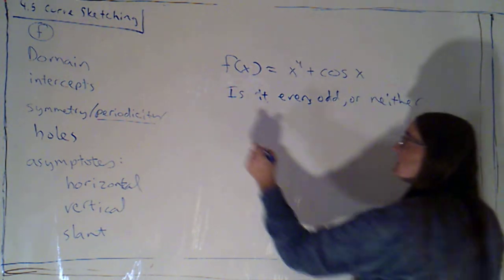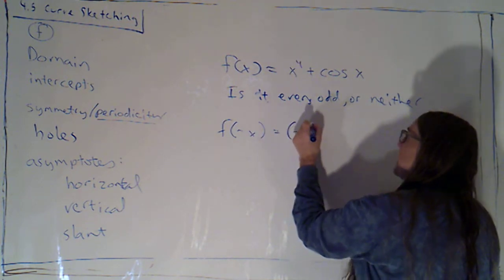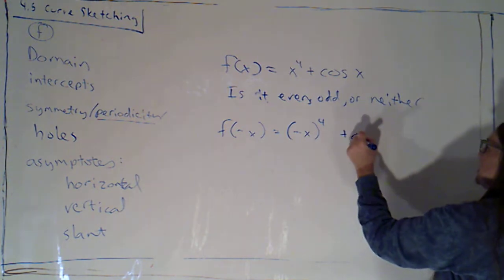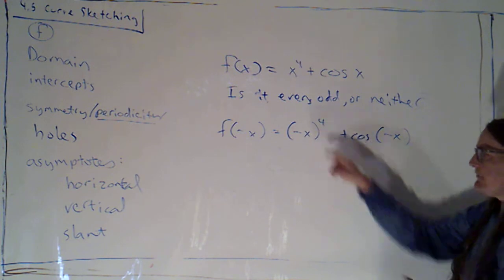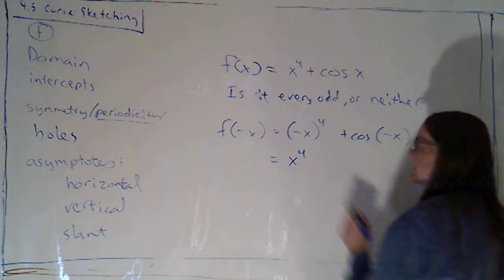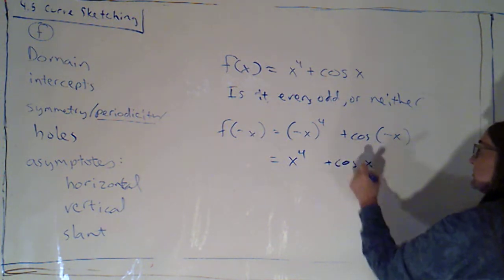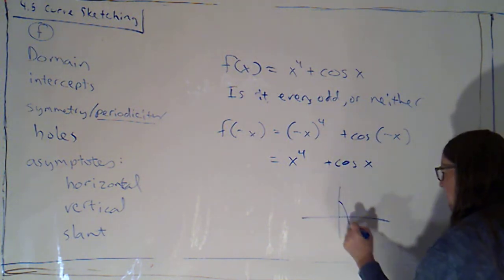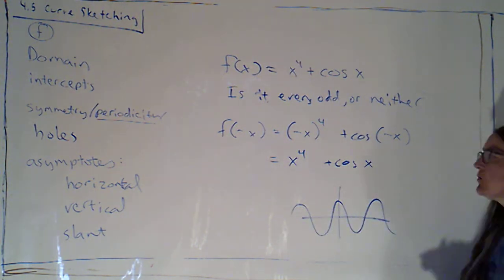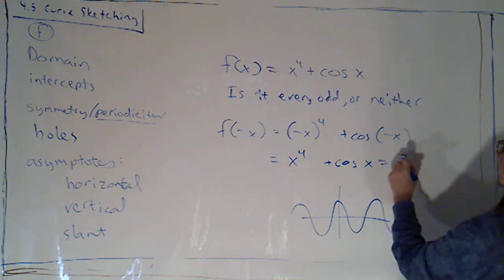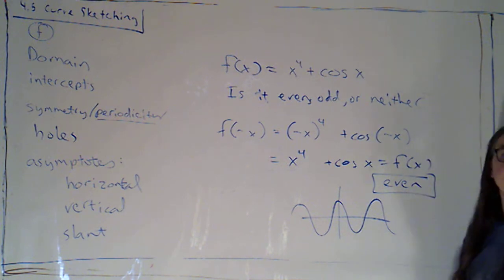Well, the way I check is I simply plug in the opposite input. So that would mean I'm taking the opposite of x to the fourth power plus cosine of the opposite of x. Now, when I take a fourth power, that just kills off that negative sign, and cosine is an even function. If you don't remember that, take a look at the graph of cosine. It's got that symmetry about the y-axis. So notice that's exactly the same as f of x, so this function would be an even function.